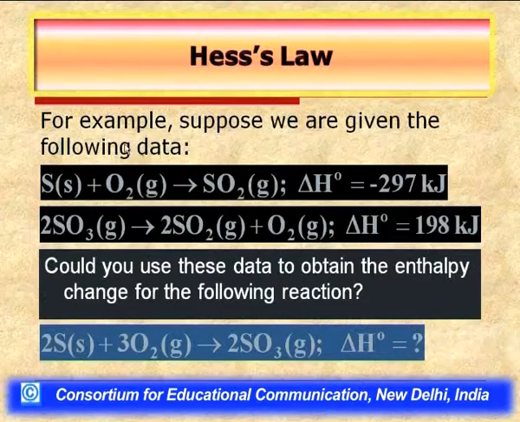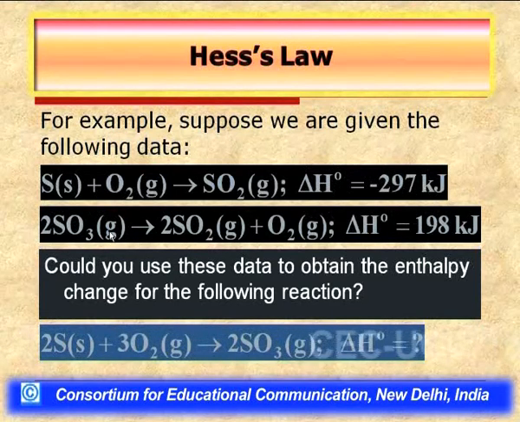So, let us see, suppose for example we have a data set as you can see here. When solid rhombic sulfur combines with oxygen, it forms sulfur dioxide in the gaseous state. This is the formation reaction for sulfur dioxide. That is, 1 mole of sulfur dioxide is produced from its elements in their most stable state of aggregation, and the standard enthalpy change for this reaction is minus 297 kilojoule per mole.